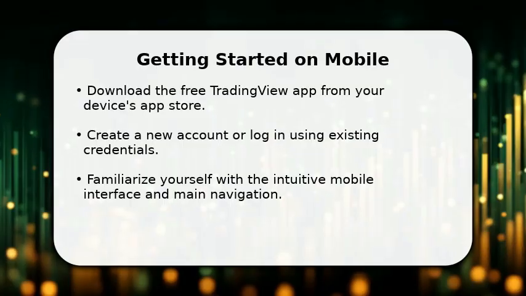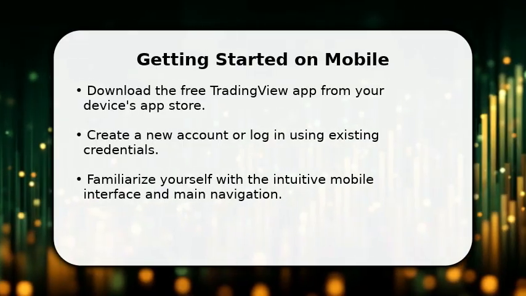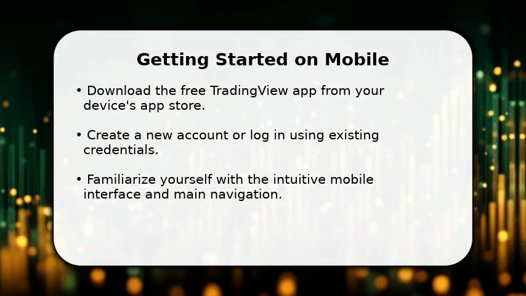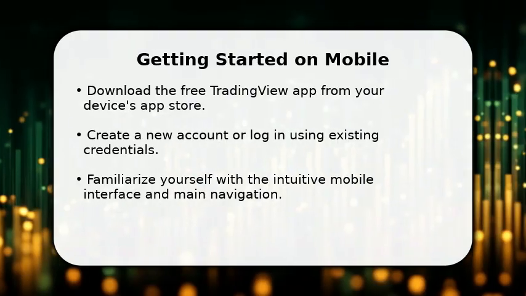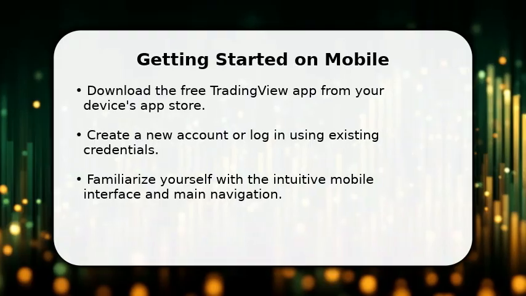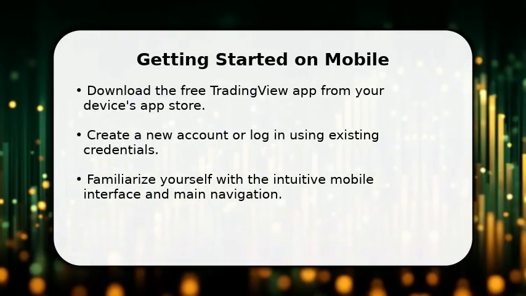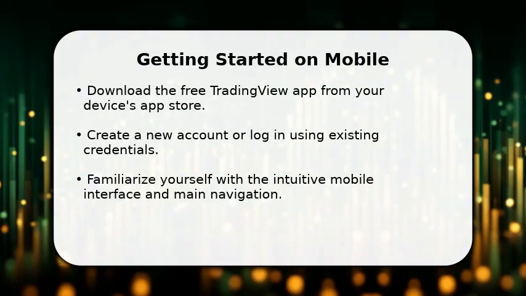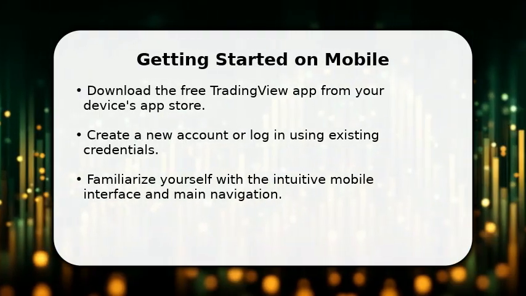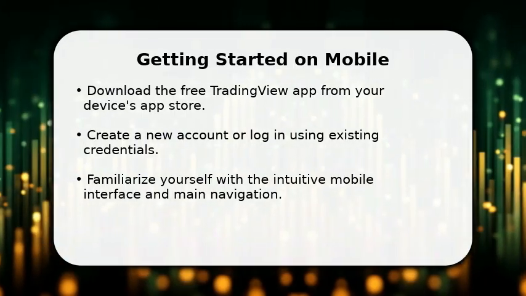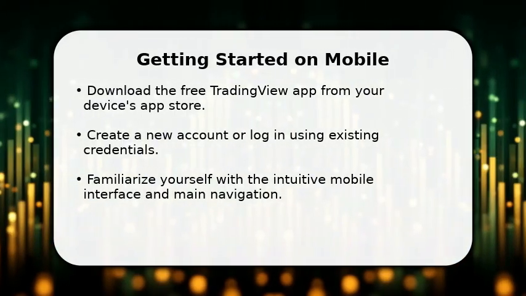Enjoy the video. In this video, I will explain how to use TradingView for beginners on mobile. First, download the free TradingView app from your device's app store. Once installed, you can easily create a new account or log in if you already have one. Take a moment to explore the intuitive mobile interface. You will find the main navigation bar at the bottom, offering quick access to charts, watch lists, and more. This initial setup is crucial for a smooth trading journey.